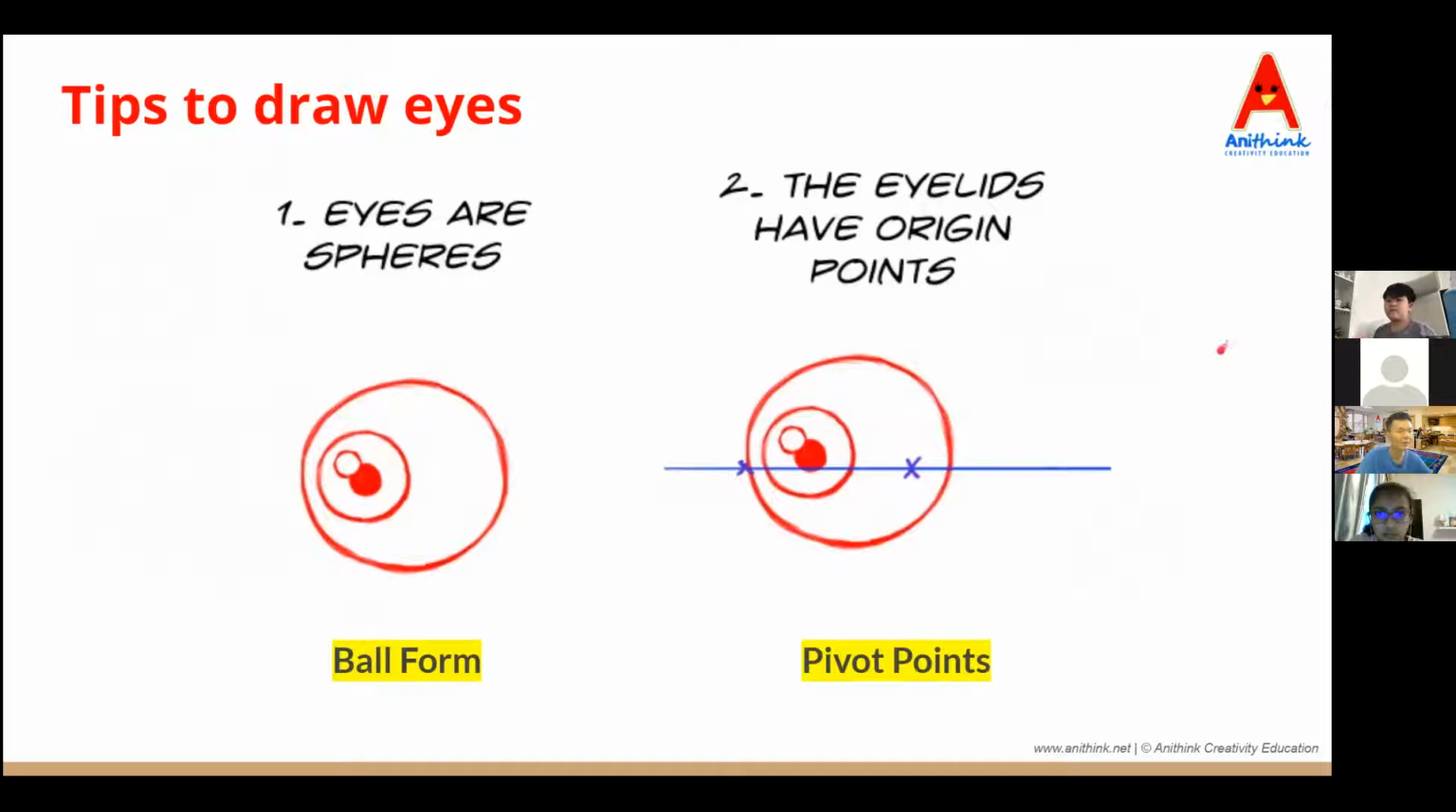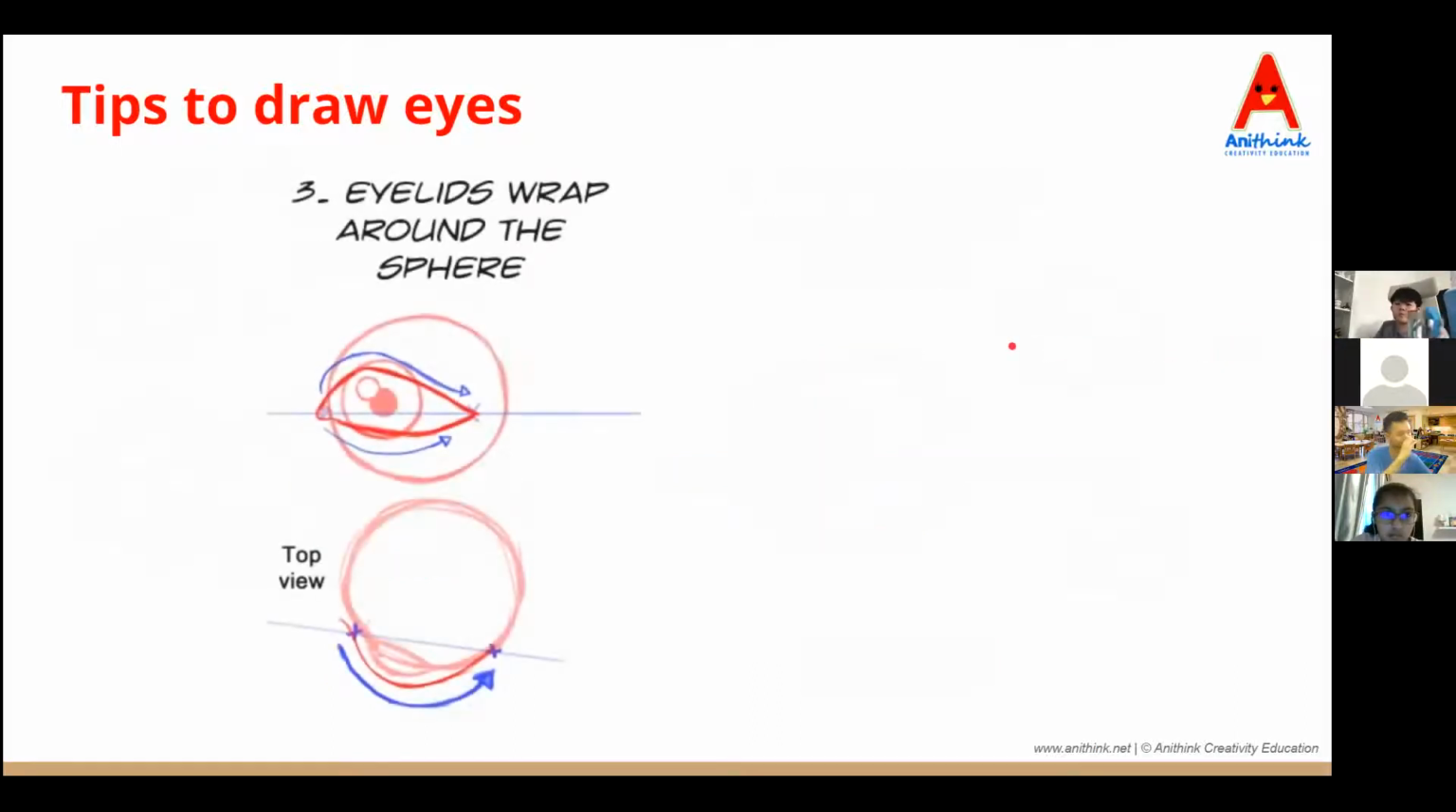Okay. Next thing, tips to draw. Okay, next one. Eyelid is wrapped around the sphere, okay? Now we're talking about the sphere just now, the first point, remember? The ball shape, right? And then we talk about the pivot point, right? Pivot point, straight line. Then you got your eyelids here. And now this one, eyelid, right? This one is like from this point to that point. Okay, look here. From this point to this point.